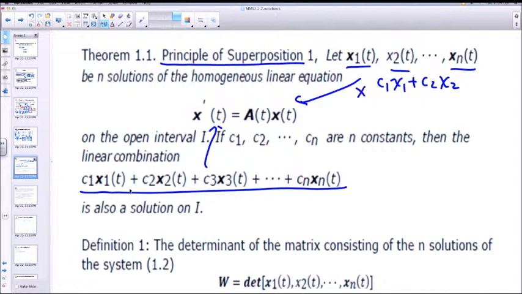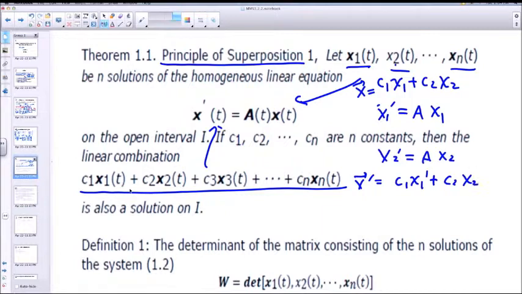Let x equal this. Well, if we assume these are the solution, you start with this equation being true, and the x2 prime equals a x2. Of course, if you put the x prime, that will be c1 x1 prime plus c2 x2 prime, which will equal a times x, which is a times c1 x1 plus a c2 x2.